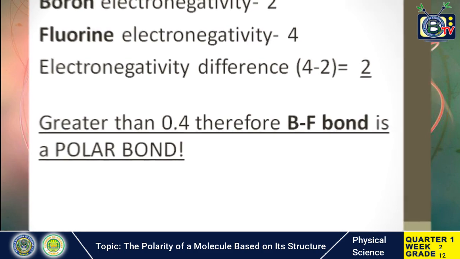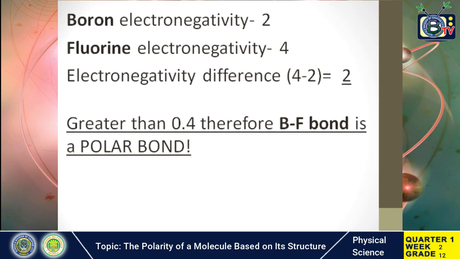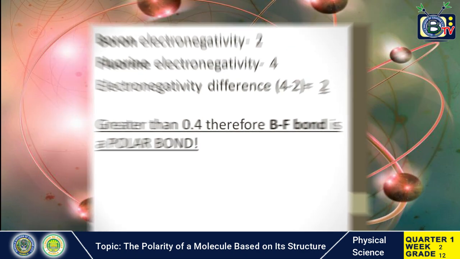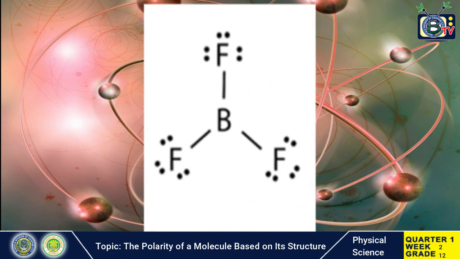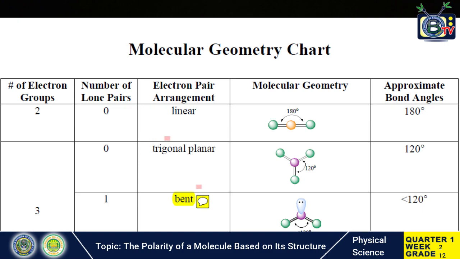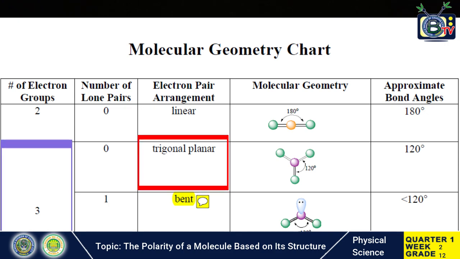First, consider its bond polarity. Its B-F electronegativity difference is 2, so the B-F bond polarity is polar. Then, draw its Lewis dot structure. After that, identify its shape using the molecular geometry chart. So, its shape is trigonal planar, since it has 3 electron groups with no lone pair on the central atom. This also means that all the angles between bonds are 120 degrees, exhibiting symmetry.